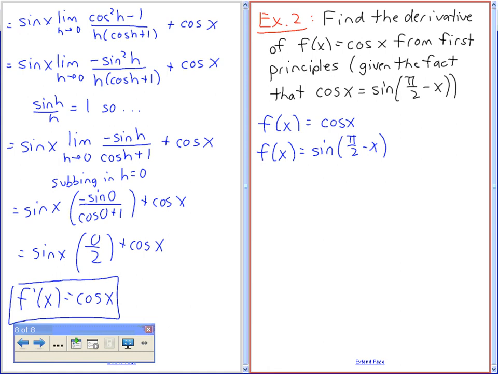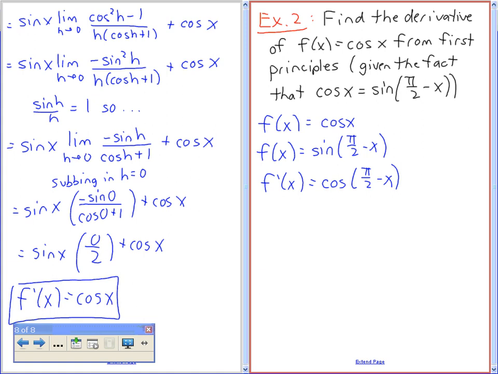Okay, we're actually going to take the derivative of this one using chain rule. What is the derivative of sine x, please? Yes. So f prime of x is equal to cos, using chain rule. What's going to happen after that?